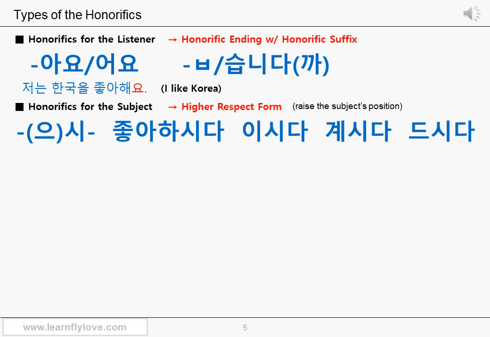Therefore, you don't use a higher respect form when the subject is I. You don't raise your position for yourself in Korean. Of course, you can do that when you make a joke or sound crazy by raising your position, but you don't do that normally. And when you're talking to the second person you about the second person you, the listener and the subject are the same person. Therefore, you can use the higher respect form to the listener too.